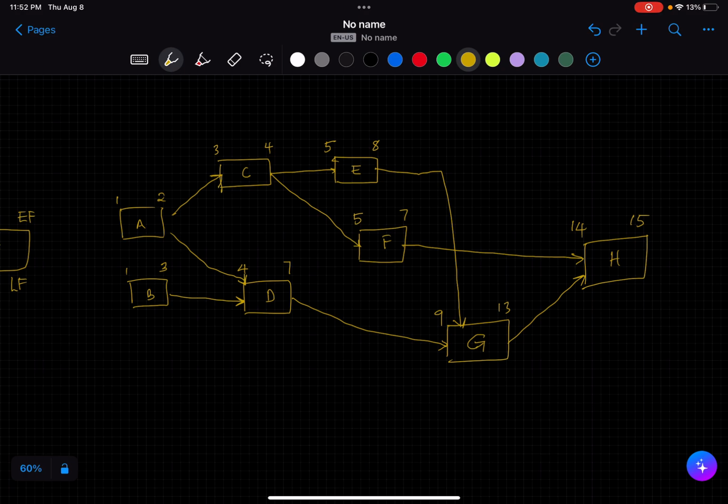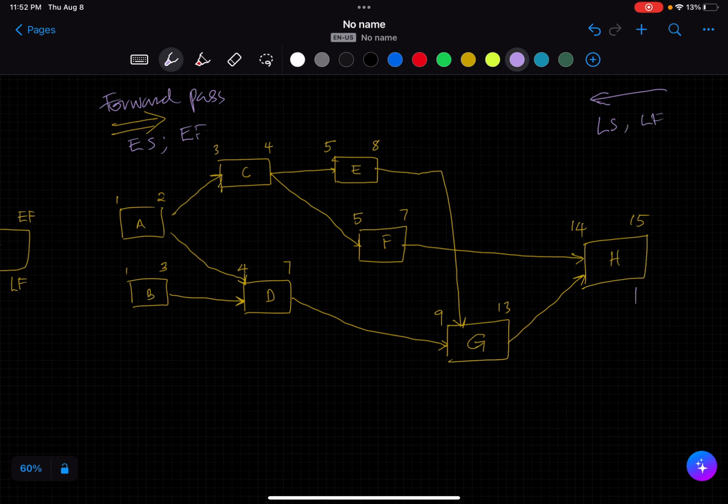Now we're going to do our reverse pass. So forward pass helps us get our early starts and early finish dates. Now reverse pass is the other way. We get our late starts and our late finish dates.